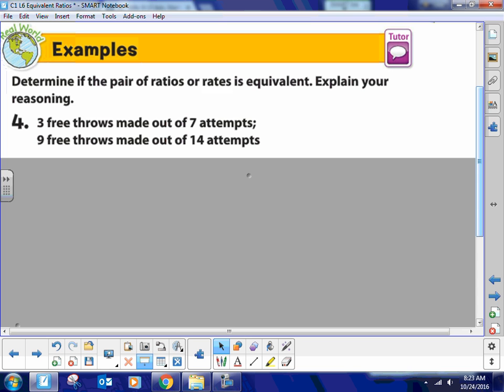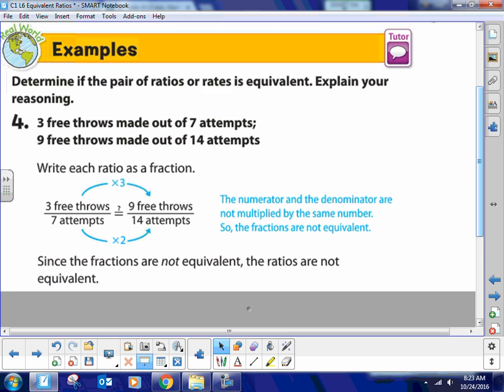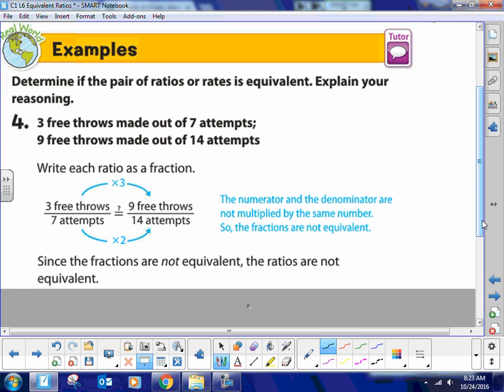All right. What I would do is, look, I would have done it slightly different. I would have tried to get something equal, right? I'd have had 3 free throws, here, let's abbreviate free throws, right? Free throws in what? 7 attempts? All right, and you got 9 free throws in 14 attempts.